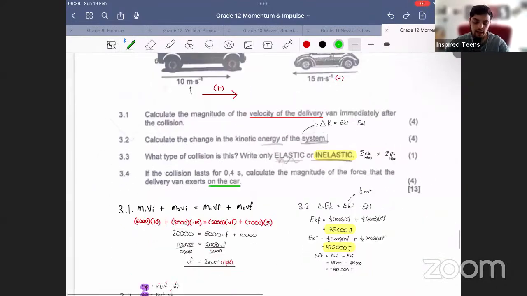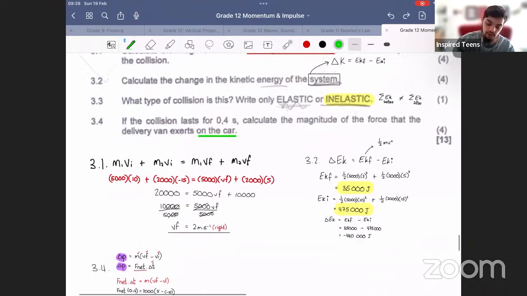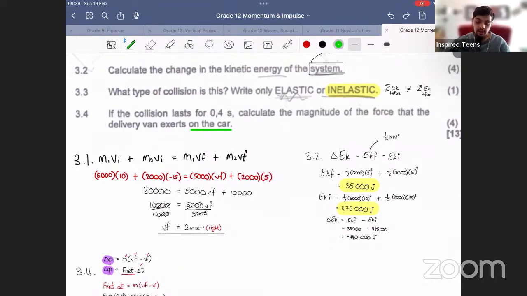Okay, so now I just want to answer this question. Somebody asked, why are we so focused on calculating the net force on the car instead of on the van? Okay, so firstly, let's read the question and what they specifically state. The question states, if the collision lasts 0.4 seconds, calculate the magnitude of the force that the delivery van exerts on the car. They tell us that they want to know the force that is exerted by the van onto the car. Since it's on the car, we need to use the values that the car experiences.